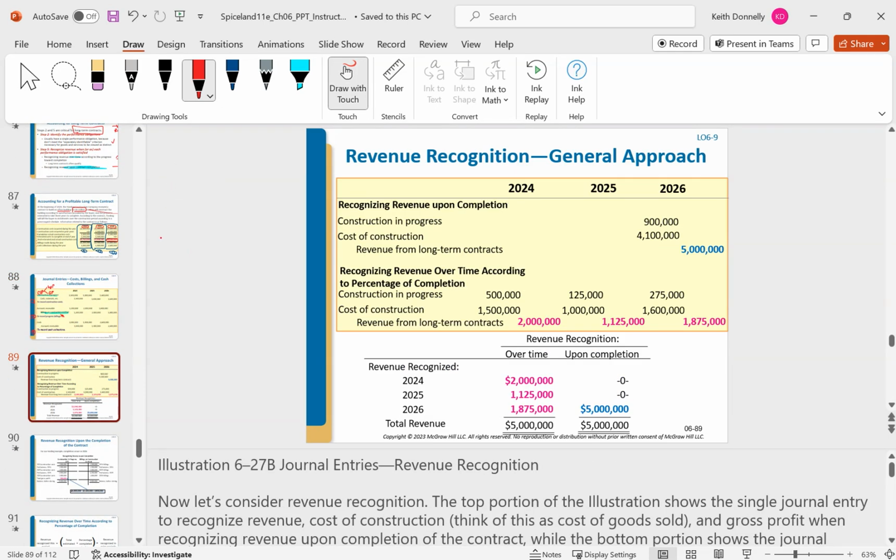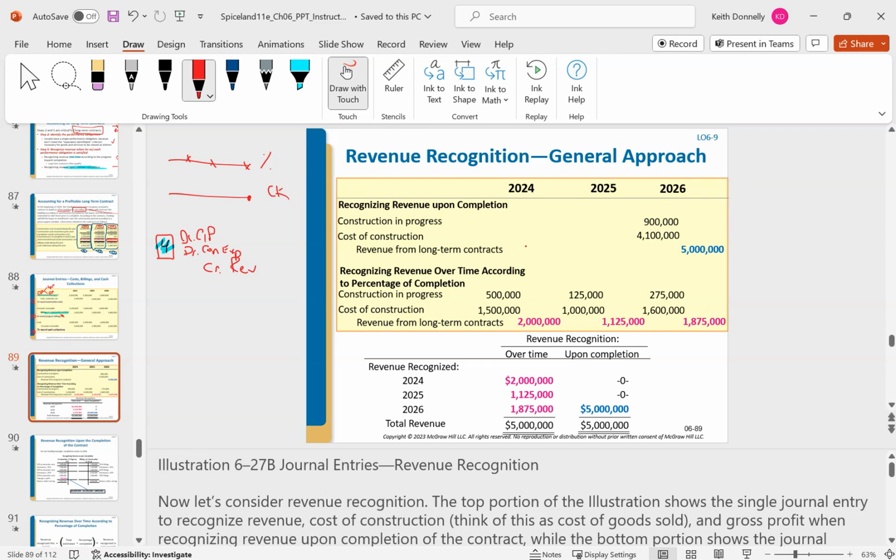Now we're going to look at journal entry 4. We said this one is different. We know the journal entry is going to generally be debit construction in progress, debit construction expense, credit revenue. But it depends. Do we do that each year or do we do that at the end? We have those two methods, percentage of completion versus completed contract.